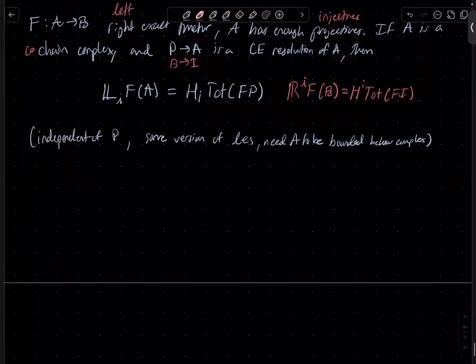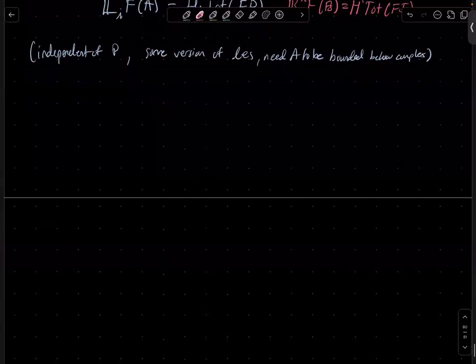Okay, so I should probably say something about what the spectral sequences are that converge to these. Time for 35, good.